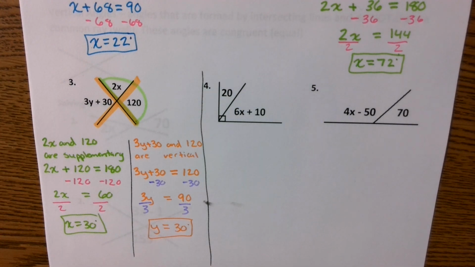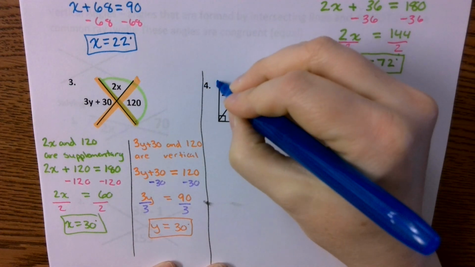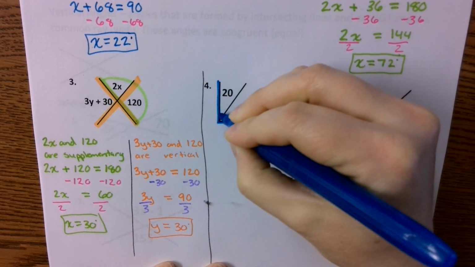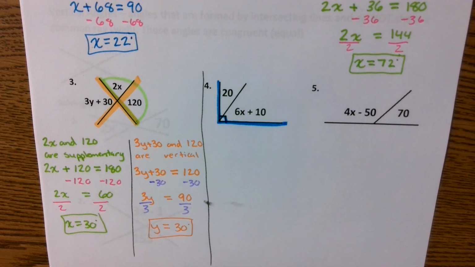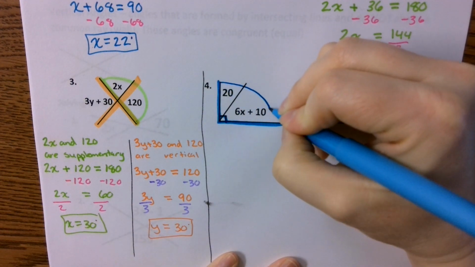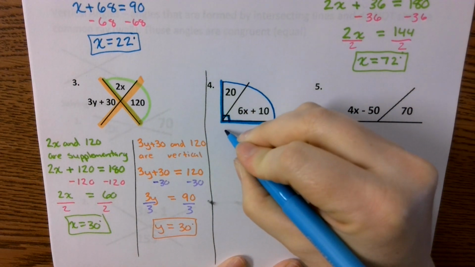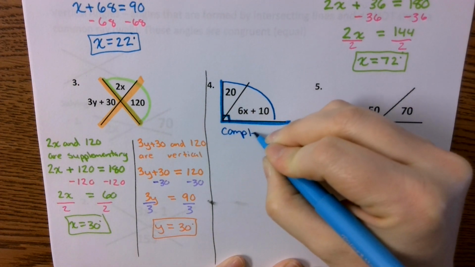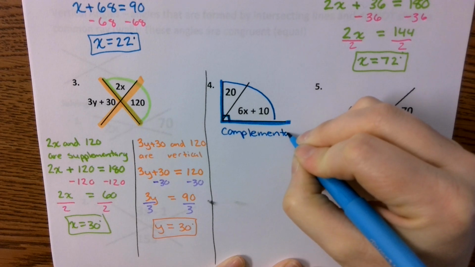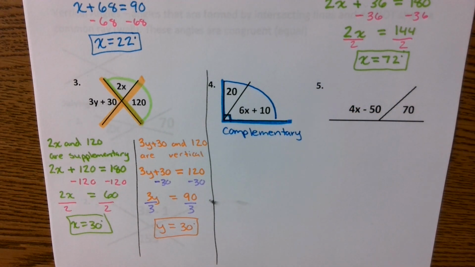Okay, taking a look here for problem number 4, what relationship does problem number 4 present to us? Thank you, Ariana, complementary. It is forming that L shape, and it does have that symbol that indicates that it is a right angle inside of it. So that means these two angles combined together are forming a complementary angle relationship. So make sure that you're identifying the relationship as complementary. And then when we set up the equation, we are just combining them together.